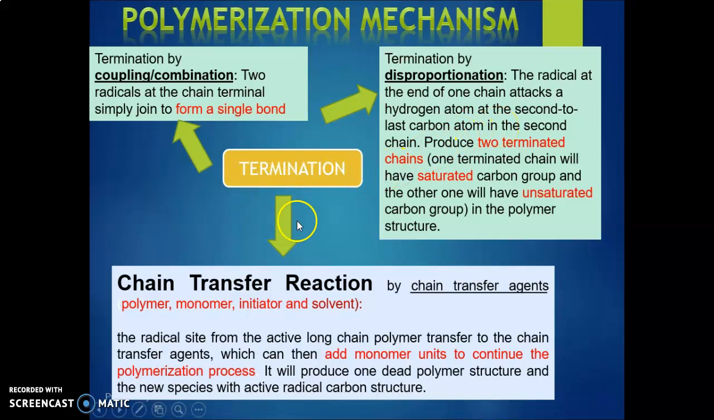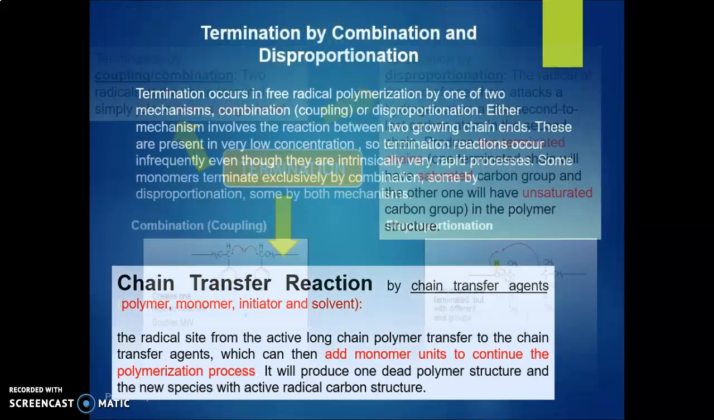By chain transfer reaction, the radical site from the active long chain polymer transfers to the chain transfer agent, which can then add monomer units to continue the polymerization process. So it will produce one dead polymer structure and a new species with an active radical carbon structure. Okay, we will see the next slide for you to imagine how the termination process happens.